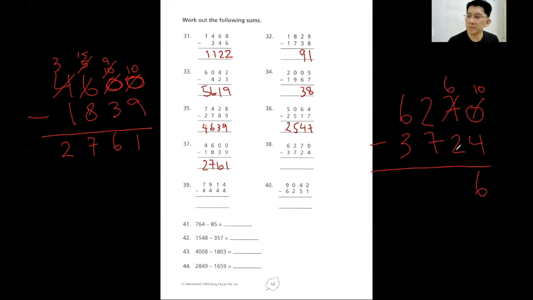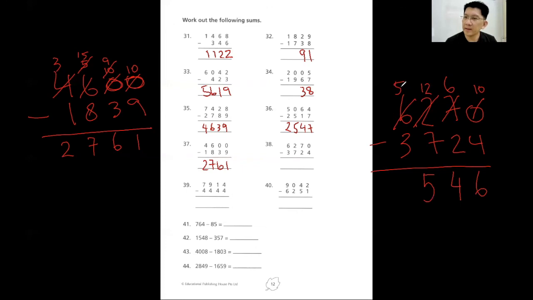6 minus 2 is 4. 2 minus 7. Small number minus big number. We cannot do that. Borrow 1 from 6. If I take 1 from 6, this one only has 5 left. And I get 10 here. Okay, I get 10, so 2 plus 10, 12. 12 minus 7 is 5.